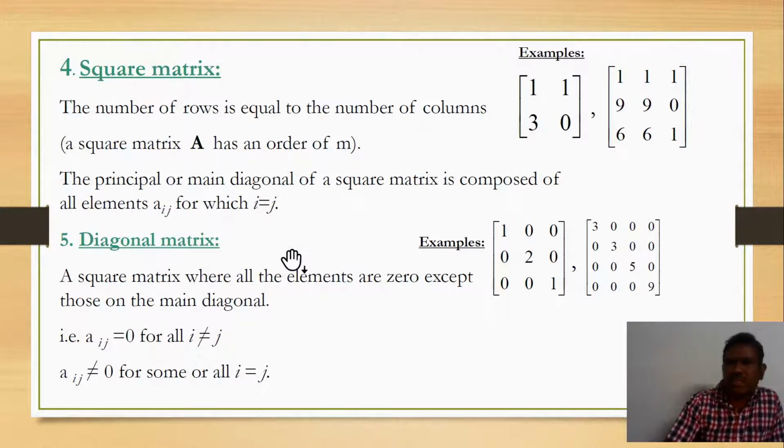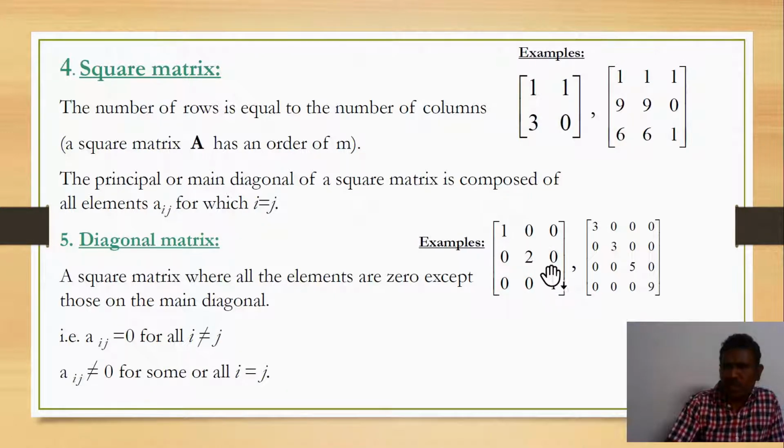Now see, students, whatever diagonal matrix is given. Here see, 1 0 0, 0 2 0, 0 0 1, nothing but a diagonal matrix, where only diagonal elements are there.